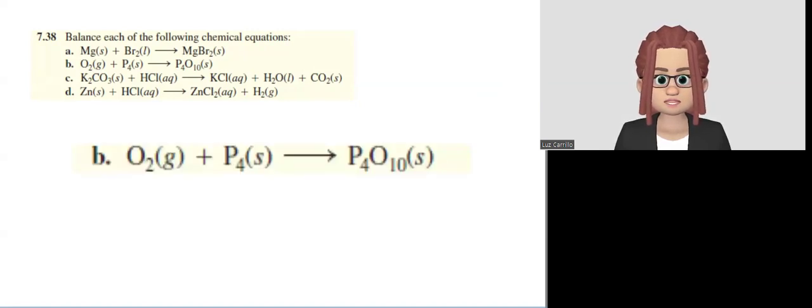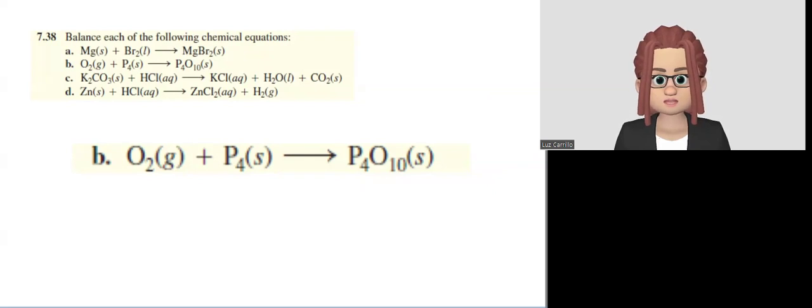This is my equation on letter B. I have oxygen gas reacting with phosphorus in solid form, and then I'm making tetraphosphorus decoxide in solid form. So when I'm trying to balance a reaction, I need to write how many atoms I have of each of the components in the reactant and in the product.